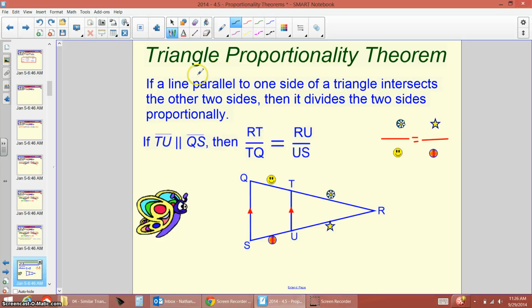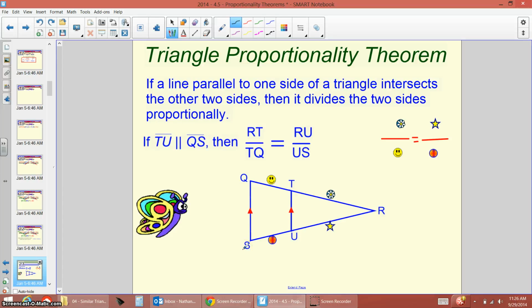So if we look at this one, this is a new concept, a new topic of discussion. It's the triangle proportionality theorem. So if I have 2 parallel lines that cut a triangle like this, okay? I've got triangle RQS, and I've got TU parallel to QS. If that happens, then I can say that these two sections are proportional: RT and TQ and RU and US. Okay, this is the triangle proportionality theorem. It's only based on if I have parallel lines here.